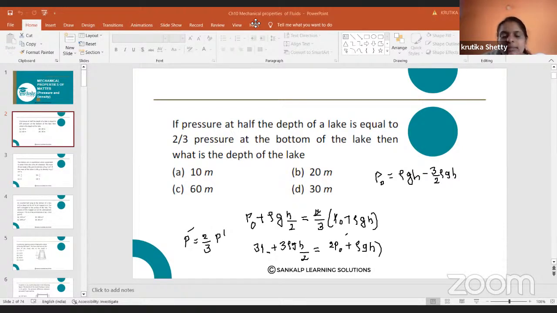Anybody got the answer? Check how much you are getting. Density of water, it is a lake, right? Water density is 10 to the power of 3. Then acceleration due to gravity, you can take it as 10, which makes the calculation easy.